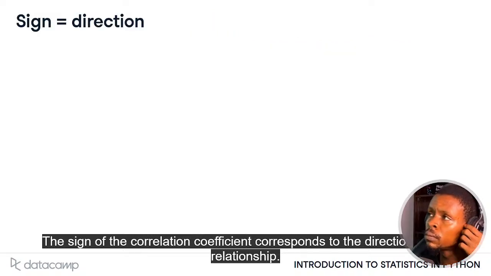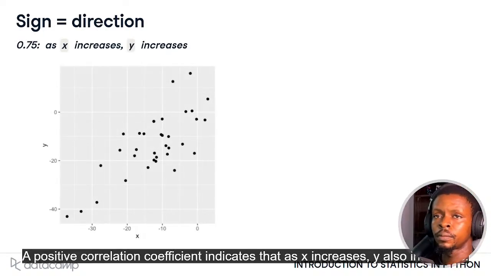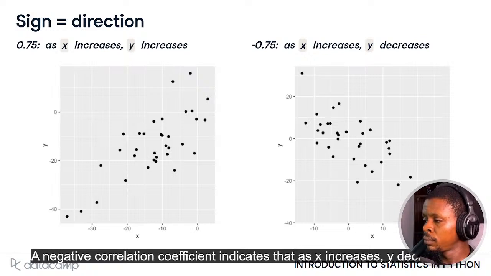The sign of the correlation coefficient corresponds to the direction of the relationship. A positive correlation coefficient indicates that as x increases, y also increases. A negative correlation coefficient indicates that as x increases, y decreases.